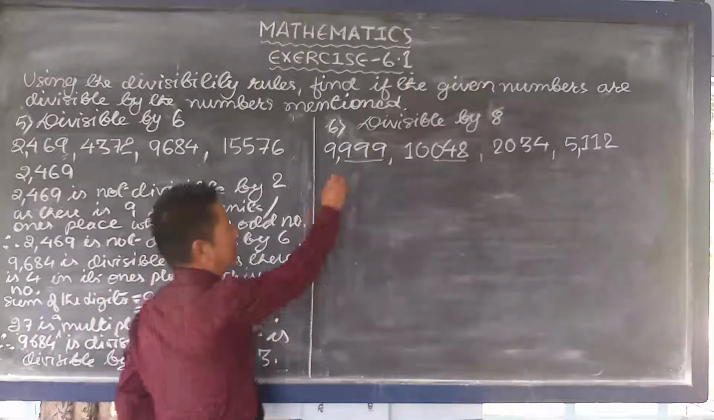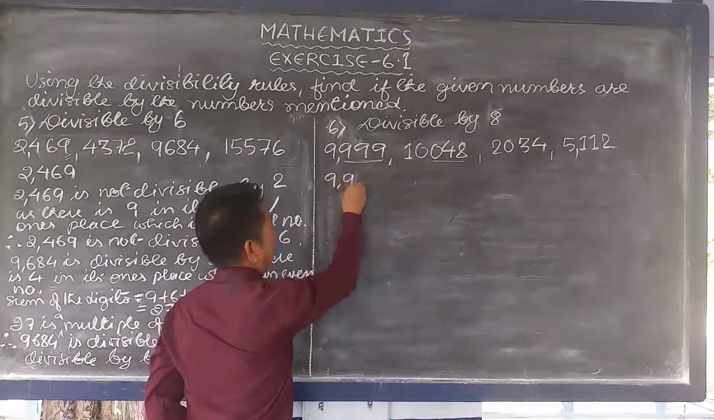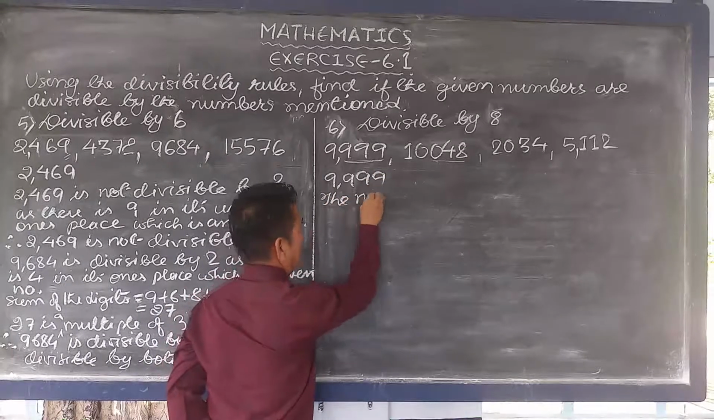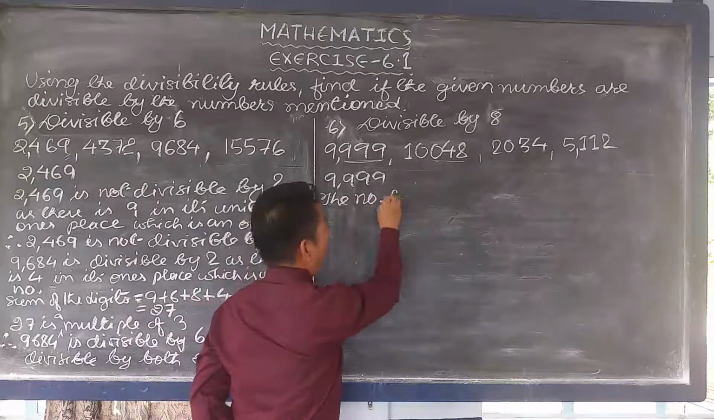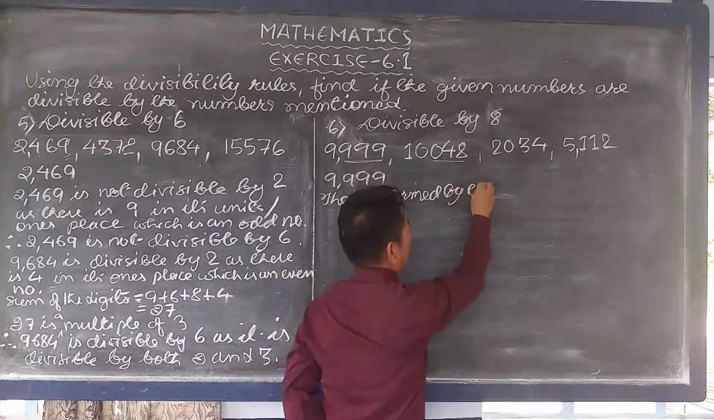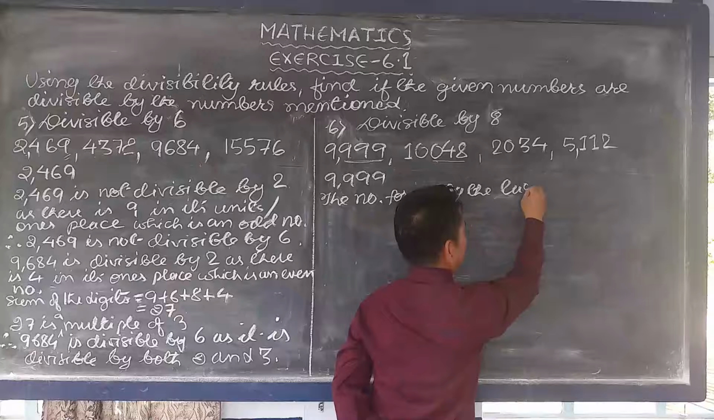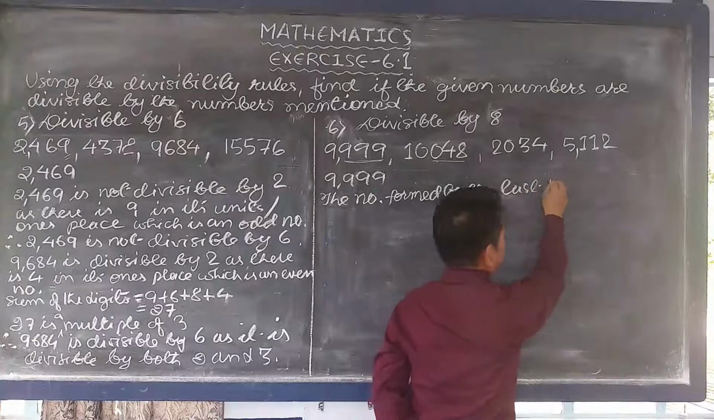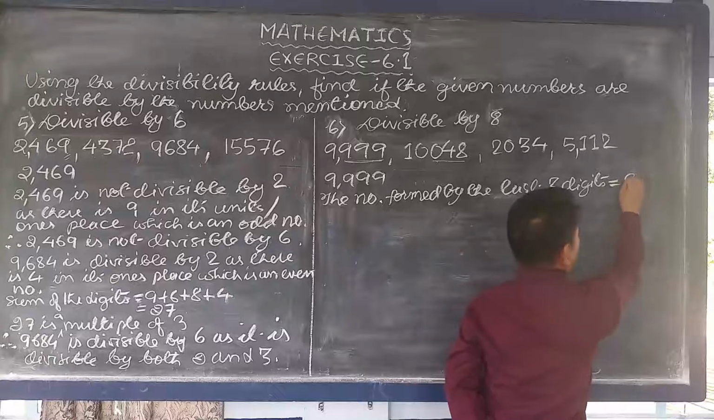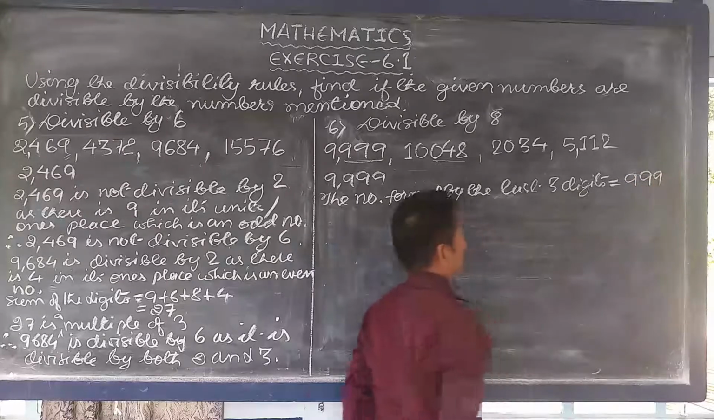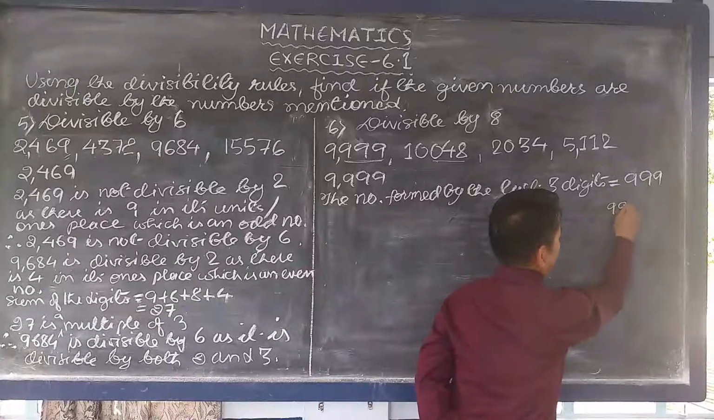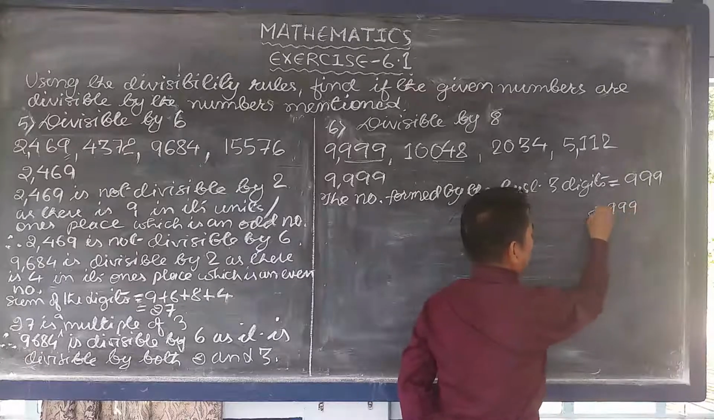Now first I'll take this one. 9999. The number formed by the last 3 digits is equal to 999. Now here we'll check whether this 999 is divisible by 8 or not.